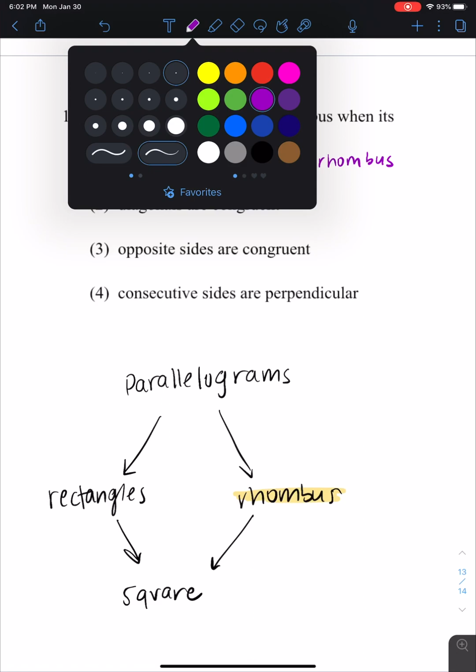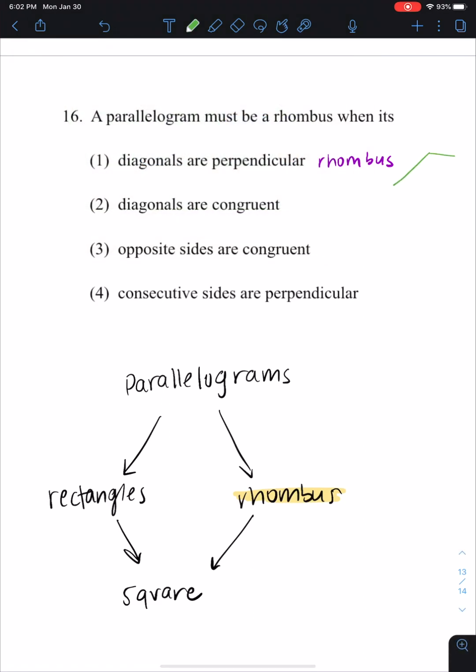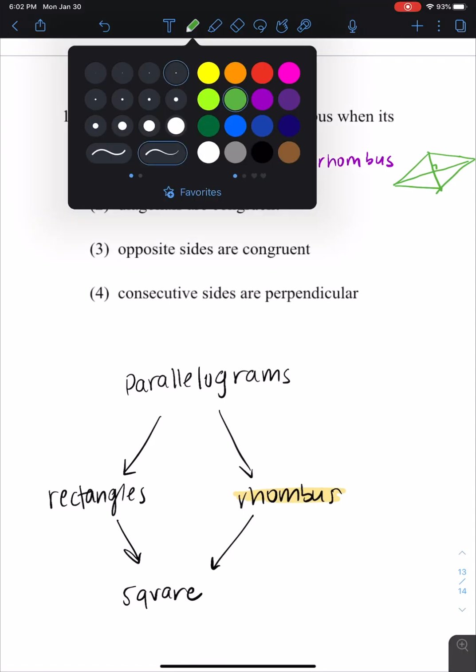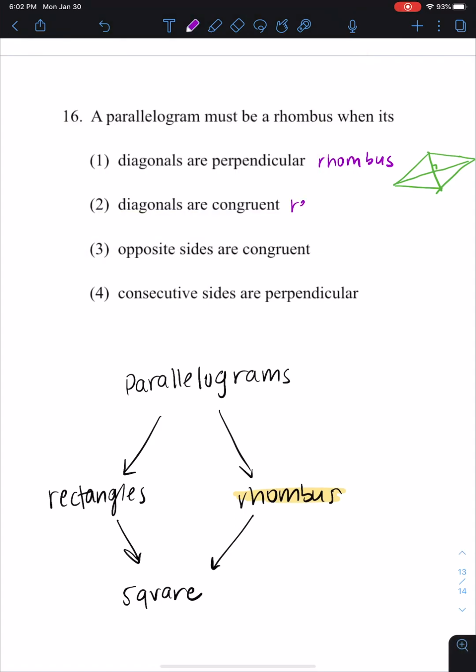So if we draw to try to visualize a rhombus, if we visualize it as a way to help us remember, with four sides being equal, we'll see that those diagonals are congruent. Not congruent, perpendicular. The diagonals are congruent is a specific property of a rectangle.